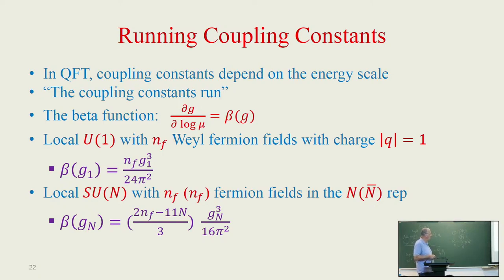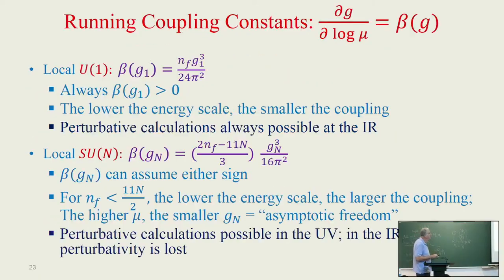So for example, with SU3, this second term is minus 33, and the first term depends on how many fundamental fermions you included in your theory. But if this NF is smaller than 16, then this is negative. This is always positive. This could be positive or negative, depending on the number of fermion fields in the fundamental representation that you introduced. Okay, the details here are less important.